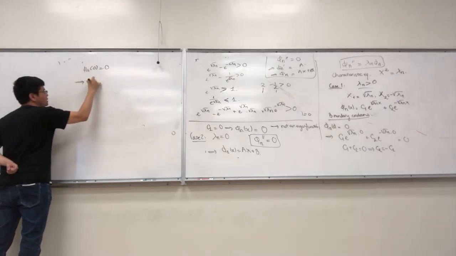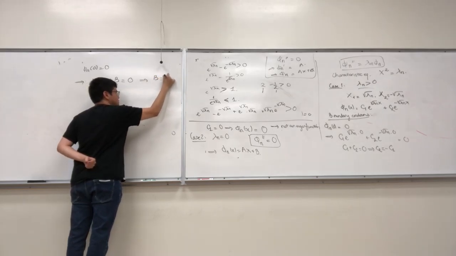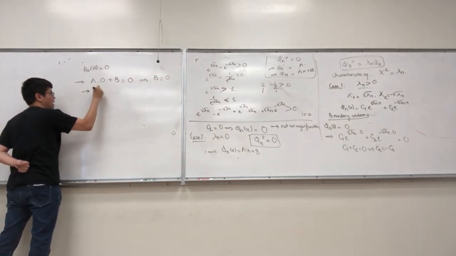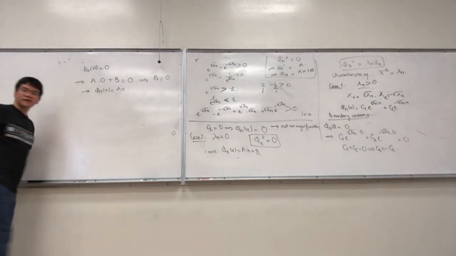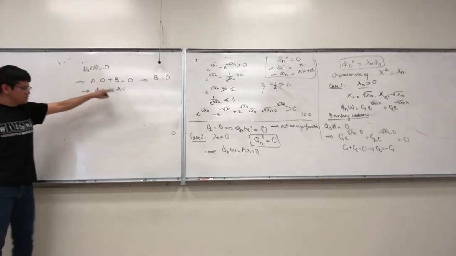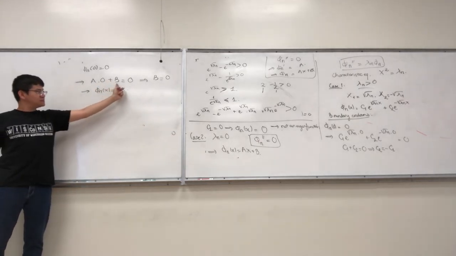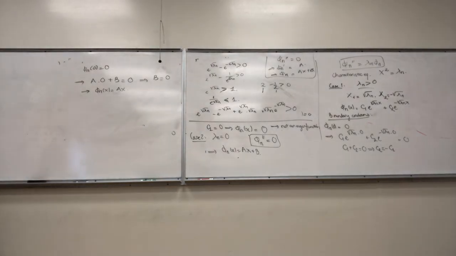So A times 0 plus B is 0, then B is 0. Then phi n will be Ax. After you have phi n second is 0, phi n should be Ax plus B. Now you have the form Ax plus B, and you want to use the first boundary condition, phi n at 0 is 0. I replace x with 0, I have a times 0 plus b is 0, which means that b is 0. So phi n is ax. What is the next step?